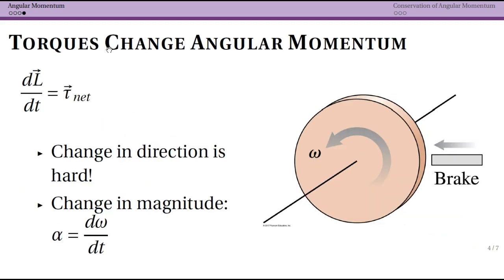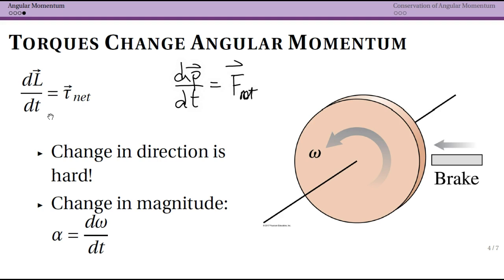Lastly, torques change angular momentum. When you have a net torque, that is your change in angular momentum with time. If your torque is constant, then you have delta L over delta t. Again, you should remember that this looks like a linear equation, which was F net.